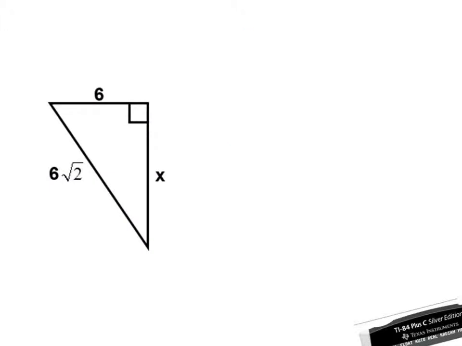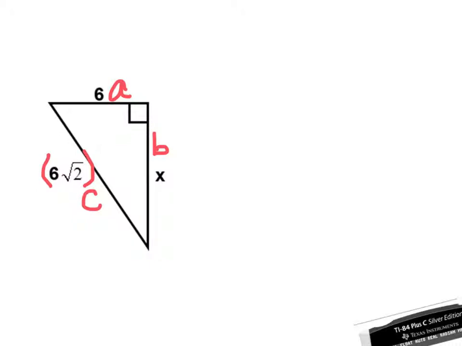Our next example has a triangle with a leg of 6, a leg of X, and the hypotenuse as 6 square root of 2. Again, let's label our legs and our hypotenuse: A, B, and C. This 6 square root of 2 is the whole value for C. It looks a little funny, but we can plug it into our calculator, which I'll show you in a few minutes.